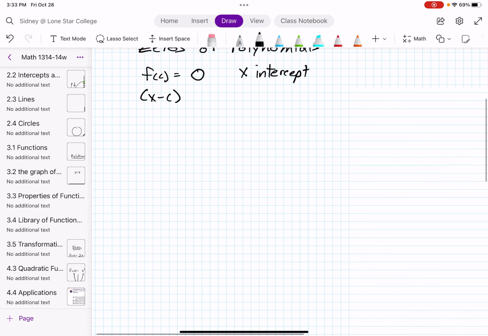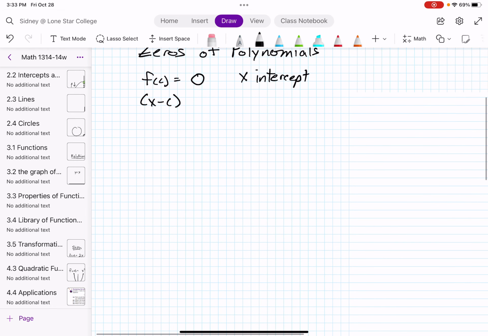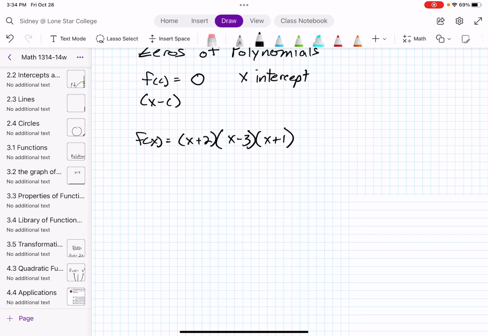Now, where this gets a little more interesting is when we think about all the factors of a polynomial. If we have a polynomial, it could be written in a factored form, something like x plus 2 times x minus 3 times x plus 1. That is a polynomial written in its factored form. In that form, it's very easy to see the zeros: -2, +3, -1.